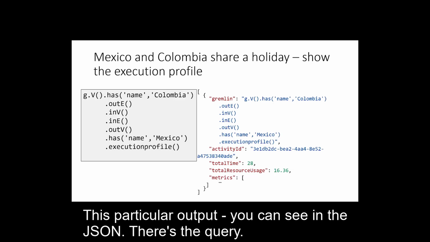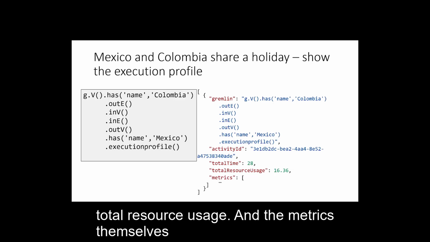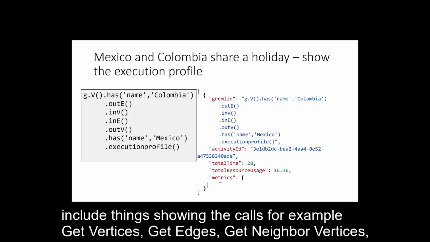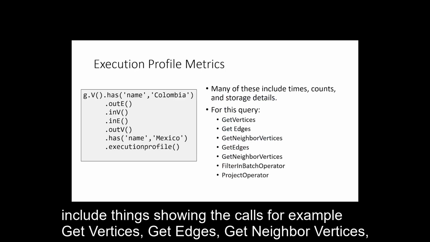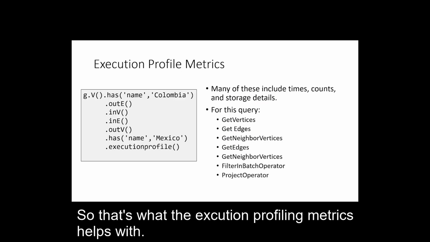There's the query. The Gremlin query is just called gremlin. It has an activity ID. You can see its total time, total resource usage, and then the metrics themselves include things showing the calls, for example, get vertices, get edges, get neighbor vertices, get edges, get neighbor vertices, filter and batch operator, and then finally the project operator. So that's what the execution profiling metrics help with.